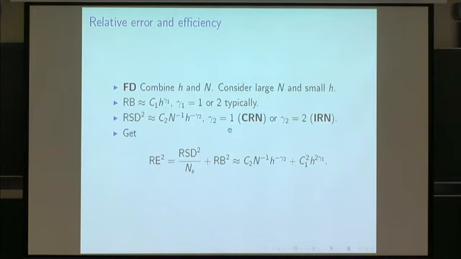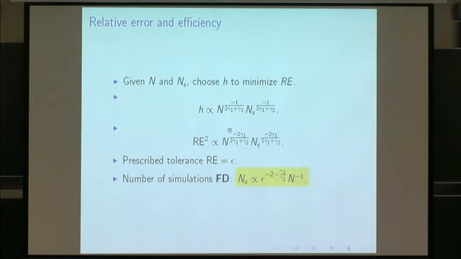What Peter Glynn does is similar, except they don't have a system size in their calculation. The idea is to choose h as a function of n, system size, and sample size, n sub s, so that this is minimized. When you do that, you will get h proportional to system size and sample size in this way, and the minimal relative square error will be like that.